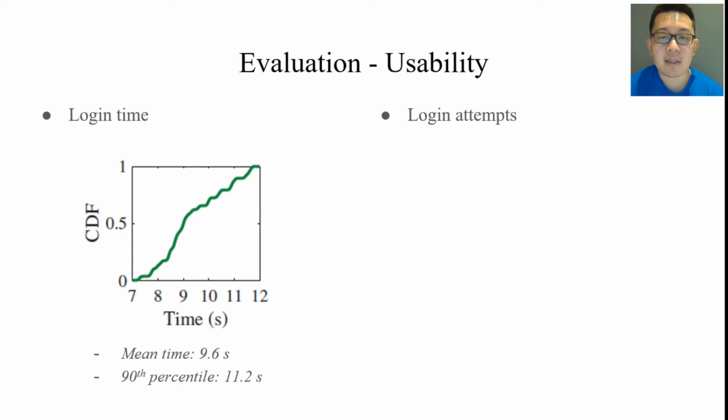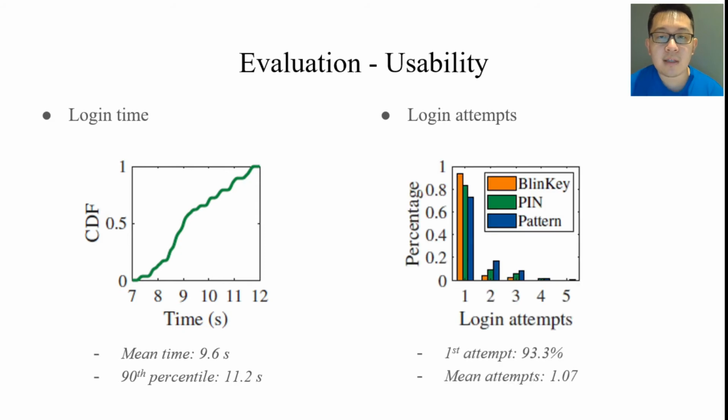We evaluate the usability of Blinkey from the aspects of login time and login attempts. The average login time is 9.6 seconds, which is within an average range for practical use. More than 93% of Blinkeys can be successfully authenticated in the first attempt, which is much larger than that of PIN and pattern lock. This means that the legitimate user is very unlikely to be denied access on the first attempt.